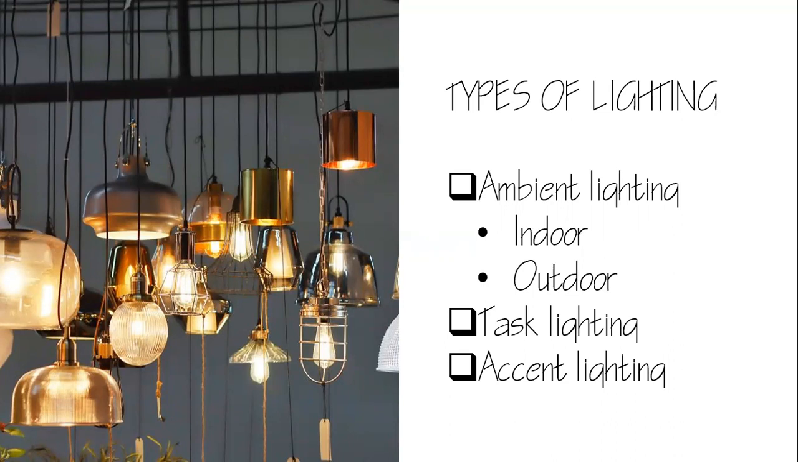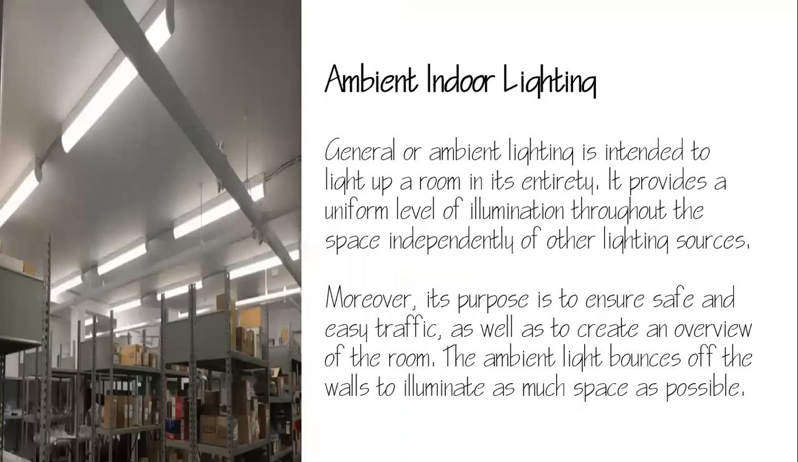So ambient lighting is commonly known as general lighting. It involves indoor lighting and outdoor lighting, and I will discuss them as we go along. General or ambient lighting is intended to light up a room in its entirety. As I discussed earlier, just bear in mind that we need to install three types of lighting, because it is efficient for you to perform a task in a certain area if you install all three. So first is the ambient indoor lighting, or general ambient lighting.